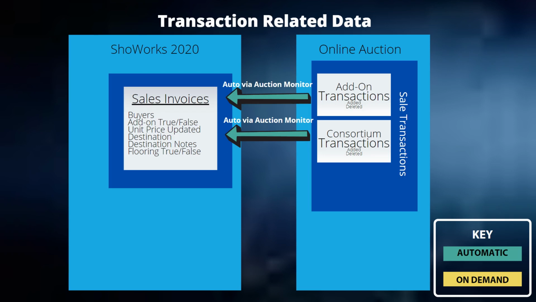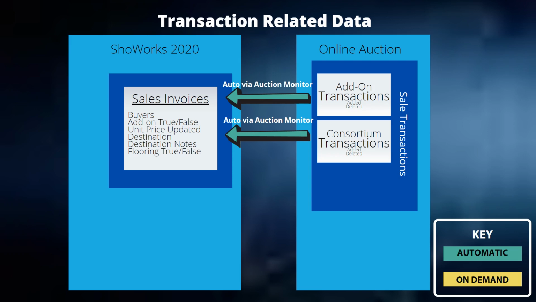Now looking at the transaction data, again, this is just information that is created in the online site that'll go over to your ShoWorks 2020. These will apply to the sale invoices, so these will apply straight to those lots. You can look up and say, oh, well, lot 1, let's see what they've got going on. Things that'll automatically move over: the add-ons and consortium bids will come over automatically as long as ShoWorks Agent and Auction Monitor is open. Anything added or deleted will update. Those add-ons and consortium bids will apply to the sale invoice, and that information will update as needed.